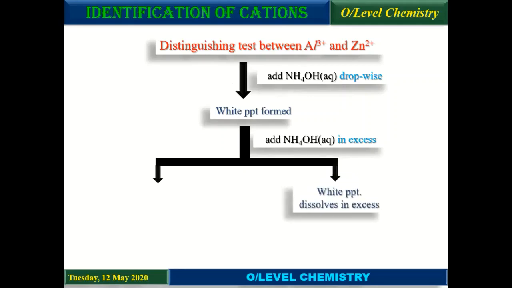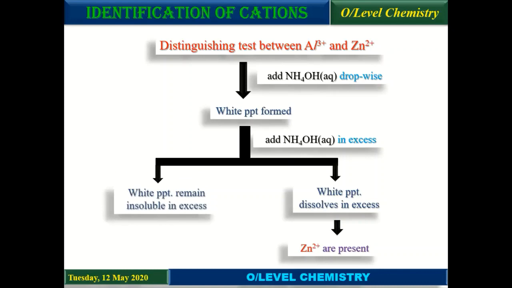In excess of ammonium hydroxide, there are two possibilities. Either these white precipitates which we obtain on adding ammonium hydroxide dropwise may dissolve in excess. If they are dissolved in excess, it means zinc ions are present in the solution. In the other case, if these PPT remain insoluble in excess, it means aluminium ions are present there.